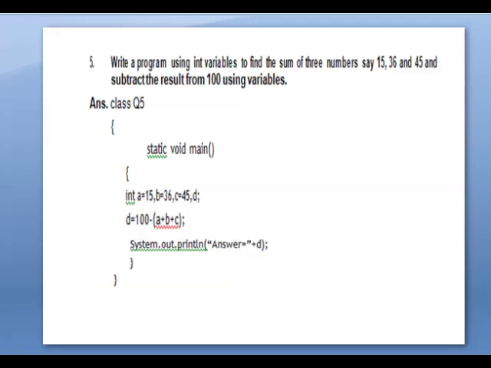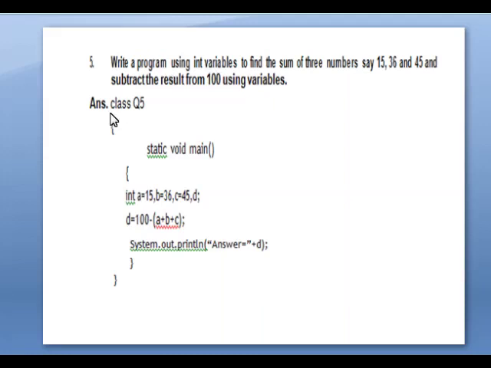Now the fifth question: write a program using int variables to find the sum of 3 numbers, say 15, 36 and 45, and subtract the result from 100 using variables. So all the variables are integer, it is already given.